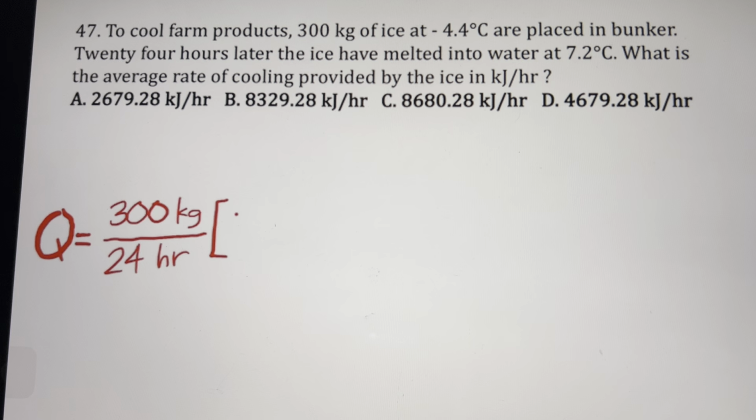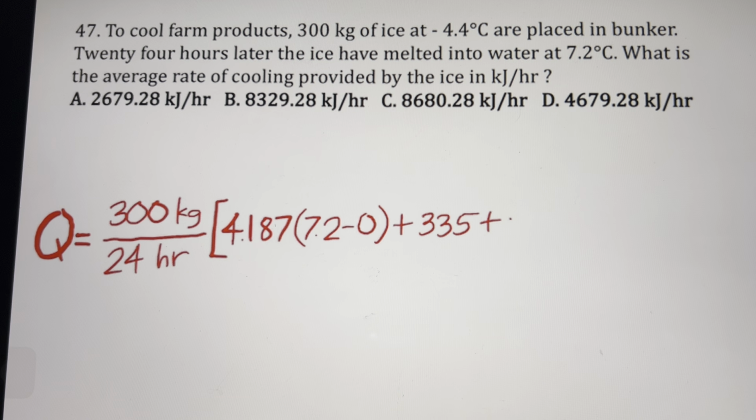Let's start with our sensible heat that happened on the water phase. So this will be Cp of water, which is 4.187, times the change of temperature of our water. Our water is at 7.2 degrees Celsius, and we will be subtracting our freezing point, which is 0, plus our latent heat of fusion, 335. And then for the sensible heat in our ice, Cp of ice is 1/2 of 4.27, that's 2.0935, times the change of temperature of ice, that will be our freezing point minus negative 4.4.